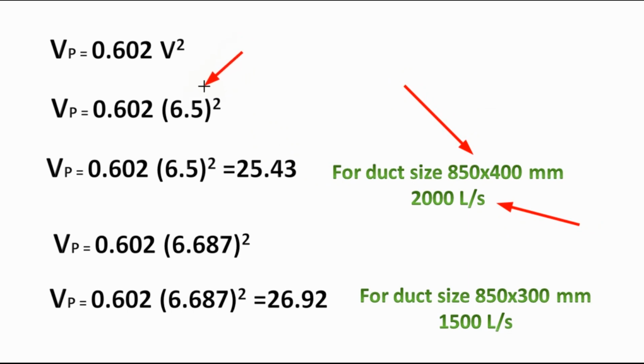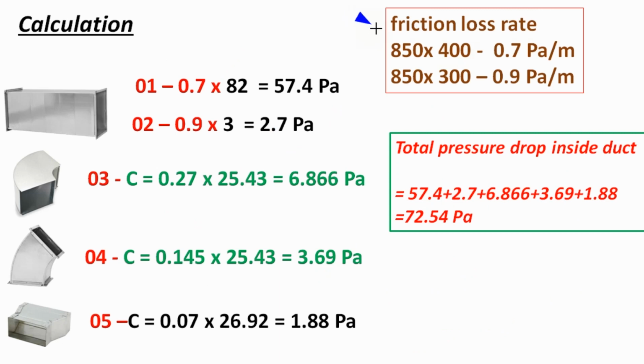Velocity inside the duct is 6.5 meter per second and velocity pressure is 25.43. For duct size 850 by 300 millimeter, airflow is 1500 liter per second. Velocity inside the duct is 6.687 meter per second and the velocity pressure is 26.92. For straight duct size 850 by 400 millimeter, we have total length 82 meter and the friction loss rate inside this duct is 0.7 Pascal per meter.